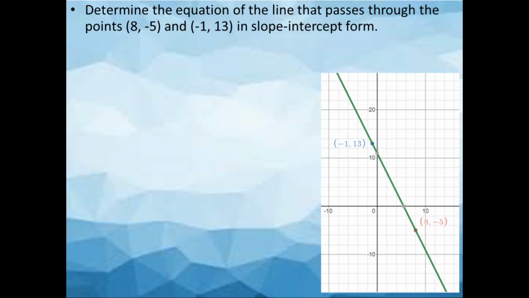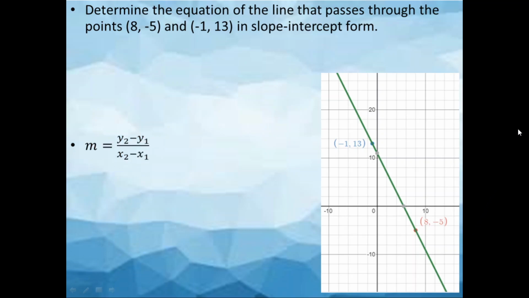So our 2 points, (8, -5) is down here in quadrant 4, and (-1, 13) is up here in quadrant 2. When we look at it, we see that this line is sloping downwards. So if we are to find the gradient, it should be a negative number.